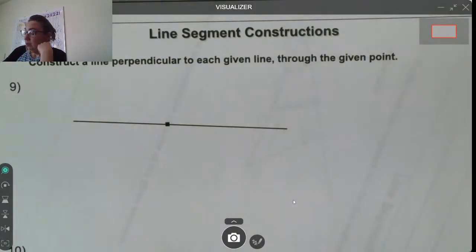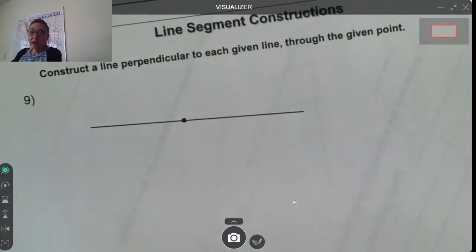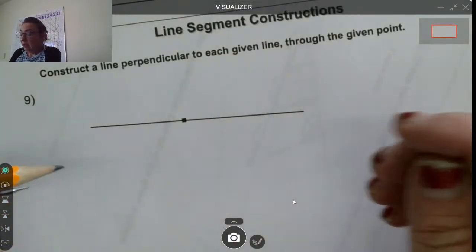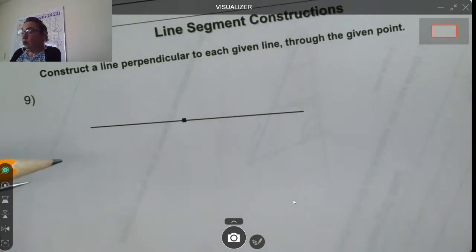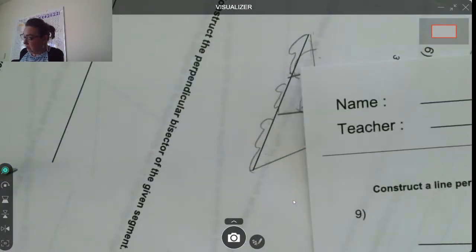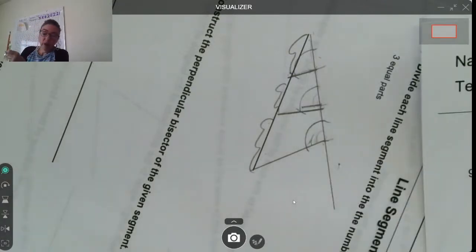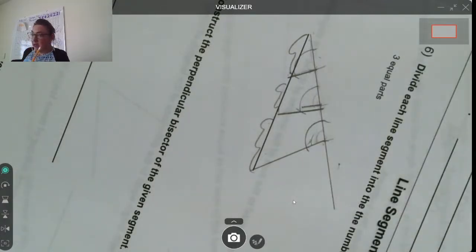Okay, so let's go ahead and do a few. Actually, we're not going to look at 9, 10, or 11 for a minute. We're going to go back to, where is that other paper?